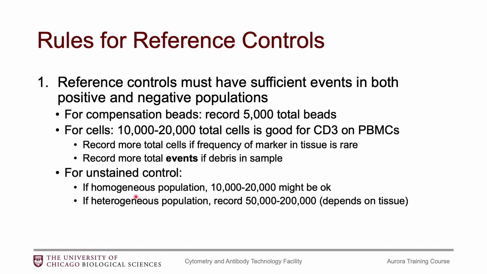If you have a homogeneous population, like a cell line, then you might actually be okay with somewhere around 10,000 to 20,000 cells for your unstained control. However, most people are going to want to run more than that, especially if you have multiple cell types within your tissue. Keep in mind, you probably want to run, I'm going to ballpark it, somewhere around 50,000 to 200,000 events. It really depends on your tissue and how many different autofluorescence signatures you have within that tissue. It's just something you're going to have to play around with.